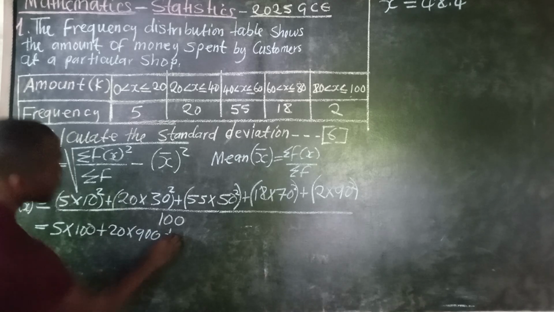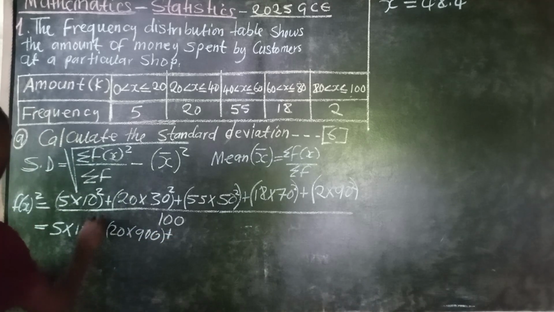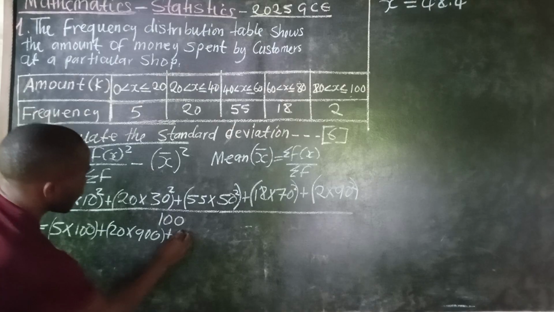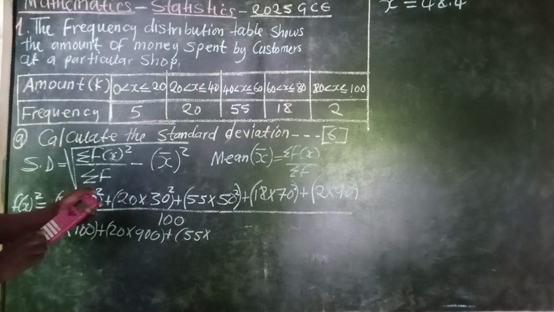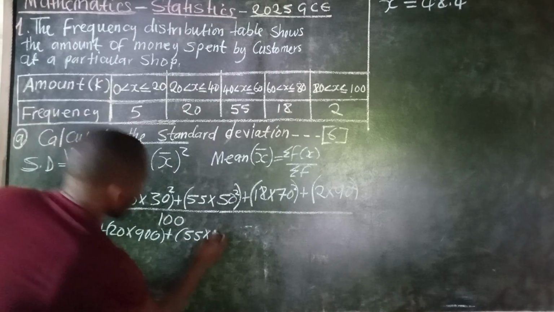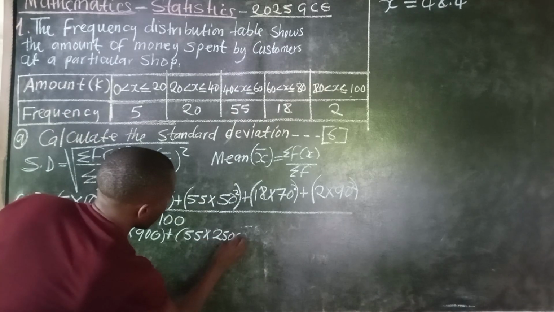Okay, then plus, here we can multiply, then plus 55 times 50 squared. What is the answer? 50 squared is 2,500.